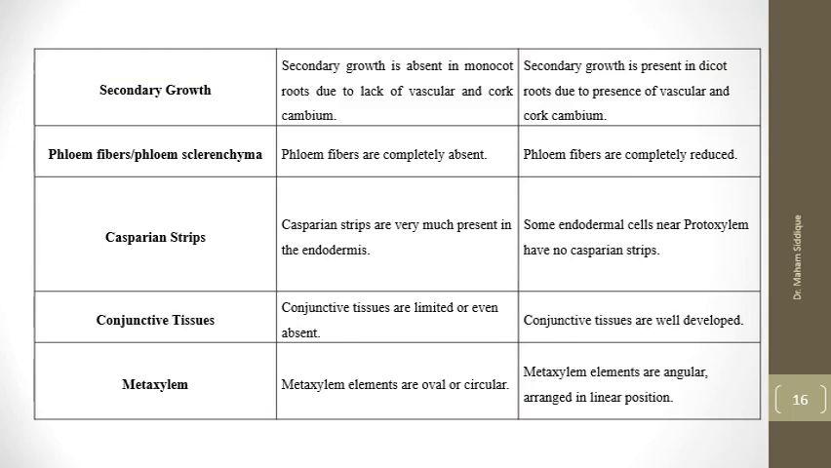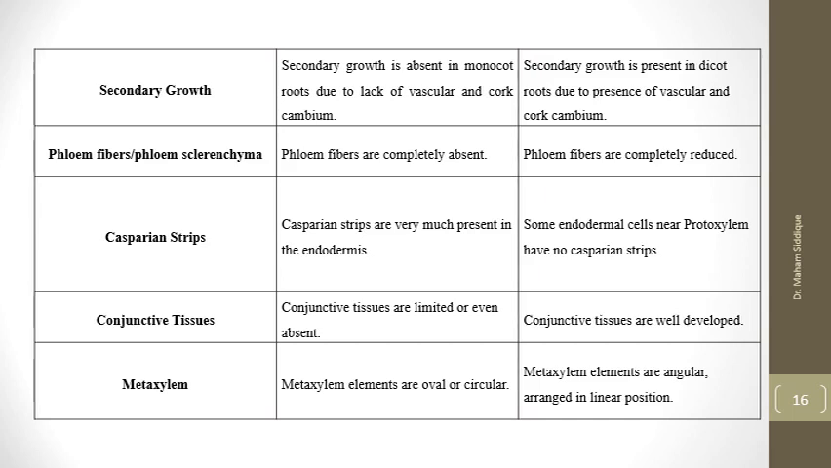Secondary growth is absent in monocot roots. Why? Due to the lack of vascular and cork cambium. As compared to monocot roots, secondary growth is present in the dicot roots due to the presence of vascular and cork cambium. Phloem fibers or phloem parenchyma are completely absent in monocot roots. Phloem fibers are completely reduced in dicot roots too.